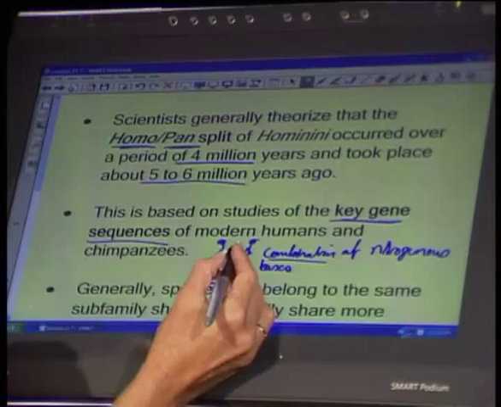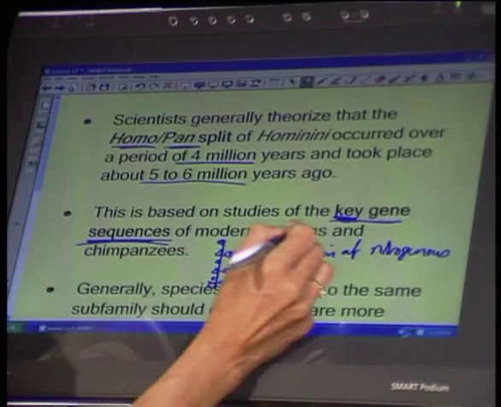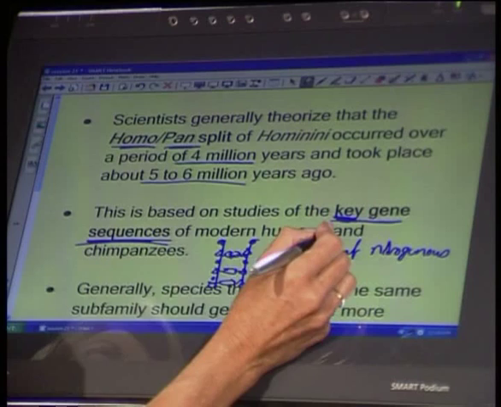Now remember, during meiosis one, we have crossing over during prophase one. Okay? We also have the random selection during metaphase one. All of that lends to variation and the different varieties that we have within one species. Okay, now, if we look at the gene sequences, and here we're looking at the key gene sequences of modern humans and of chimpanzees. And we say, right, that's when that split occurred.